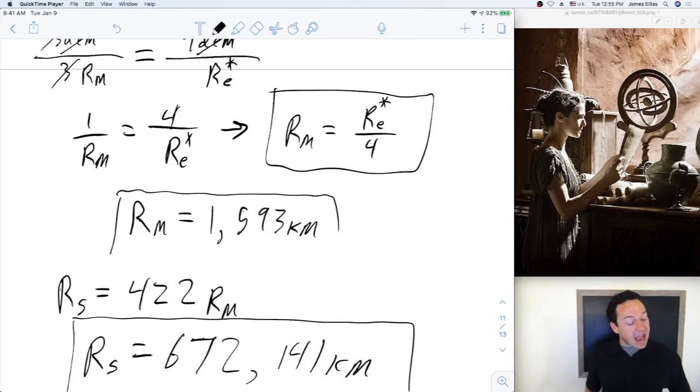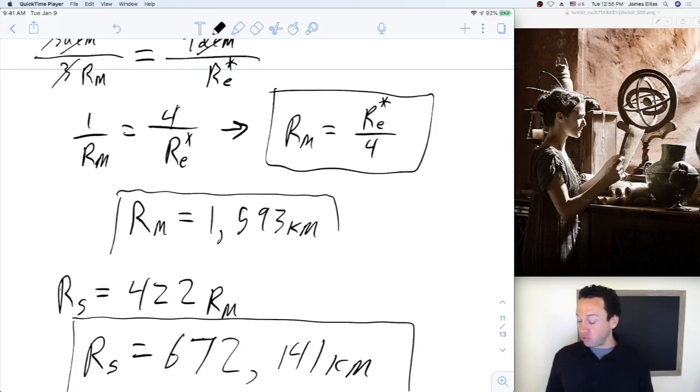Now, this is staggering because it means that the sun is way, way bigger than the Earth. We can see here that its radius is roughly 100 times the size of the Earth, which means that the size of the sun is about 1,000,000 times the size of the Earth. That's how radius works.